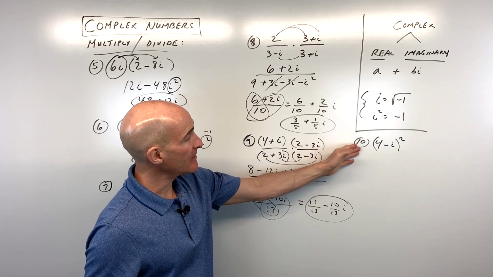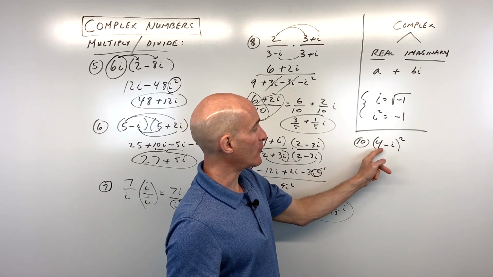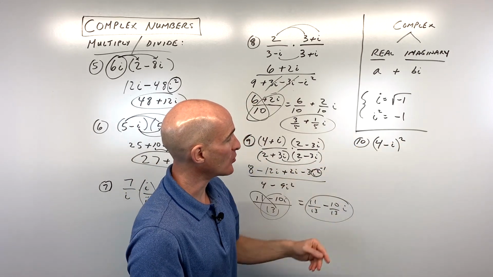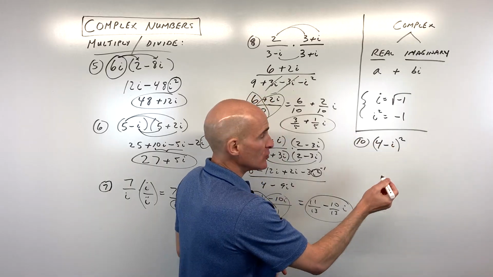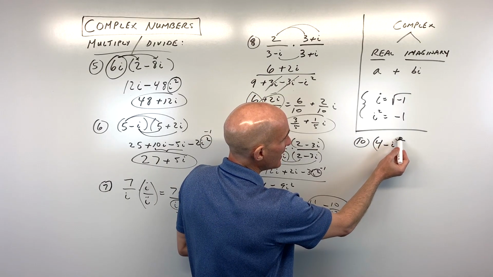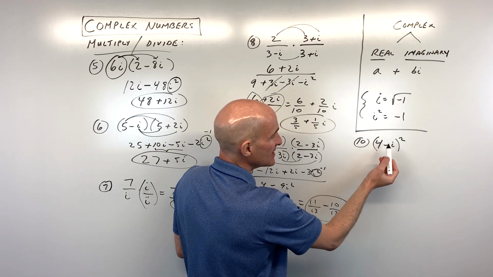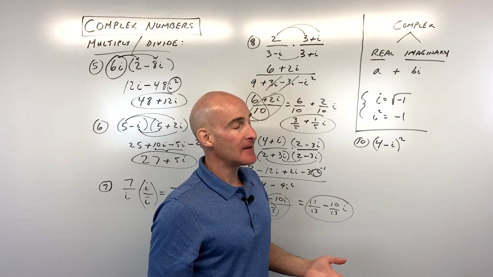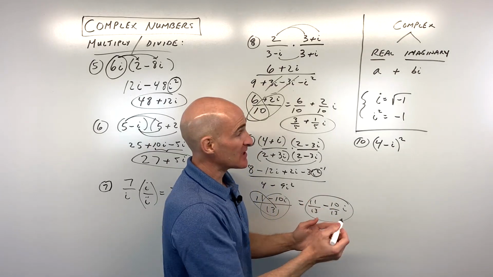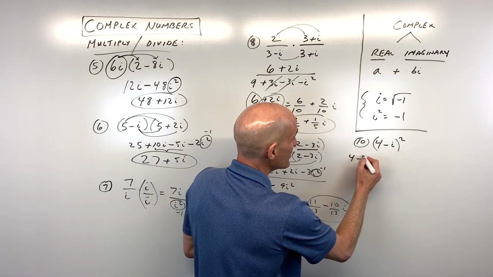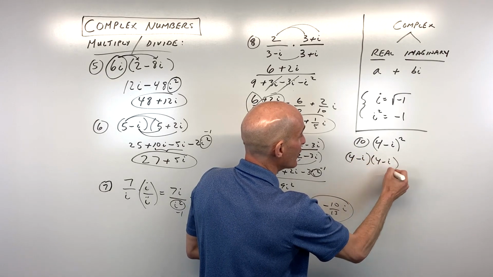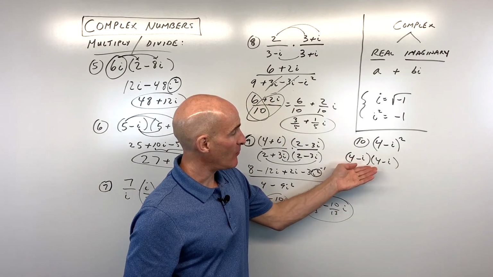Okay, number 10, this one we have a binomial squared, right? 4 minus i squared, or a complex number squared. What you don't want to do, this is what some students will do, they'll say, well, Mario, can I just distribute this 2 and say 16 minus i squared like that? Well, no, because really it's 4 minus i squared. It really means it's 4 minus i times another 4 minus i. So it's this multiplied by itself.